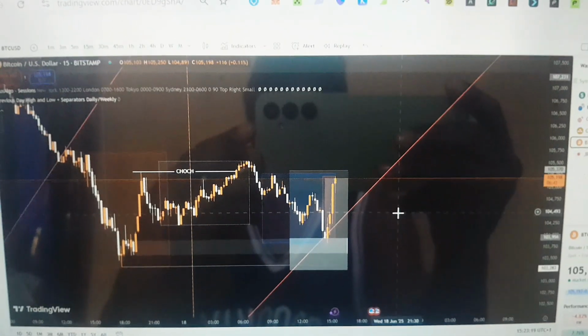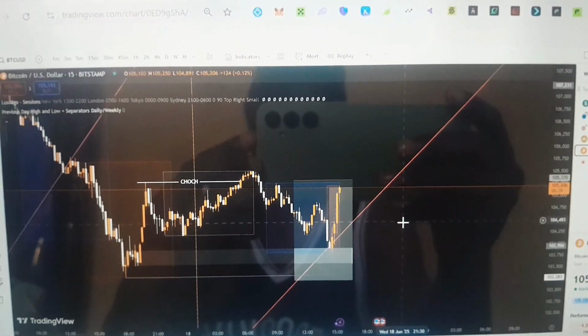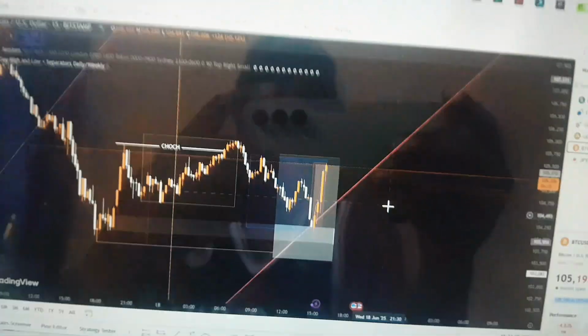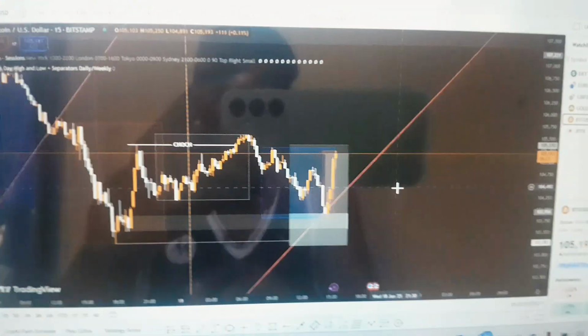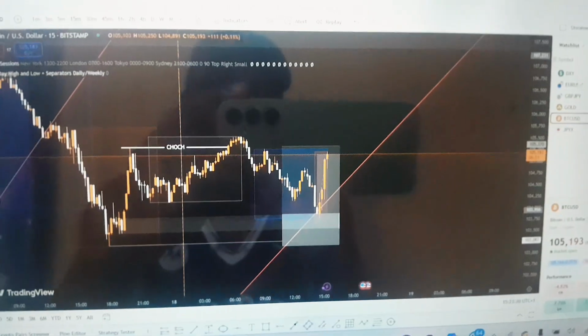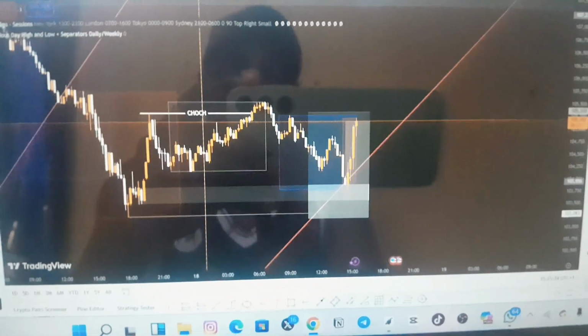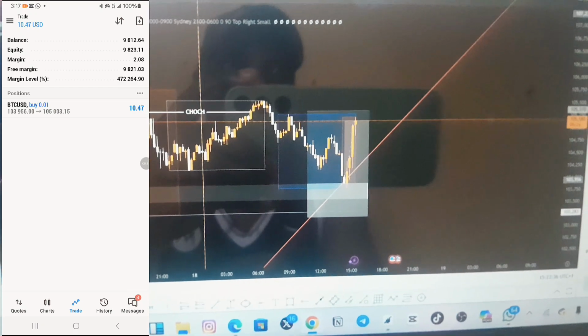All right, guys. So this is the trade. As you can see, the trade is almost at my TP. But there is nothing I can do about it. I will put the screen recorder here so you can see what the market is giving me, even as the market is close to TP.